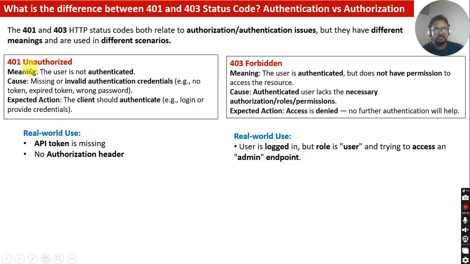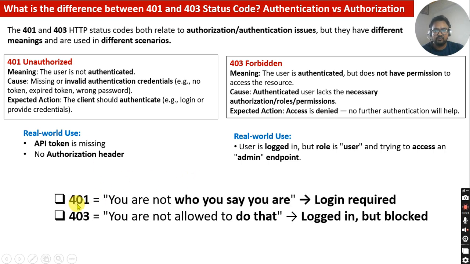So 401 means you are not allowed through the entry gate. In 403 you are allowed inside the gate, but you are not allowed into a specific account or department. In simple terms, 401 means you are not who you say you are. If I say I am Ankit Prajapati, I have to showcase my proper ID card. You have to prove yourself, and you require login details and valid credentials to overcome 401. But in 403 you are not allowed to do certain things.